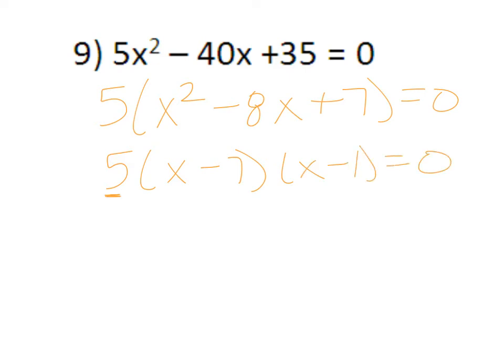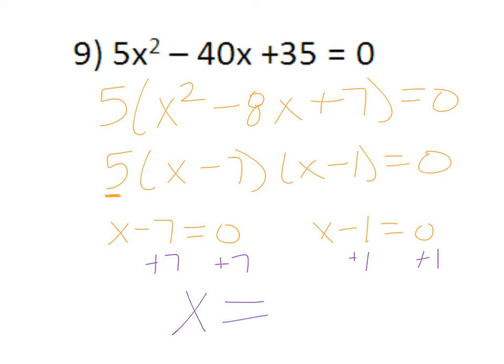This 5 right here is not going to change my answer. So either I can put the 5 with the first, or just kind of forget about it. Because x minus 7 equals 0, and x minus 1 equals 0. When I solve these, I'm going to be adding 7 and adding 1 to the other side. So my two zeros would be x is equal to 7 and 1. That would be my final answer.